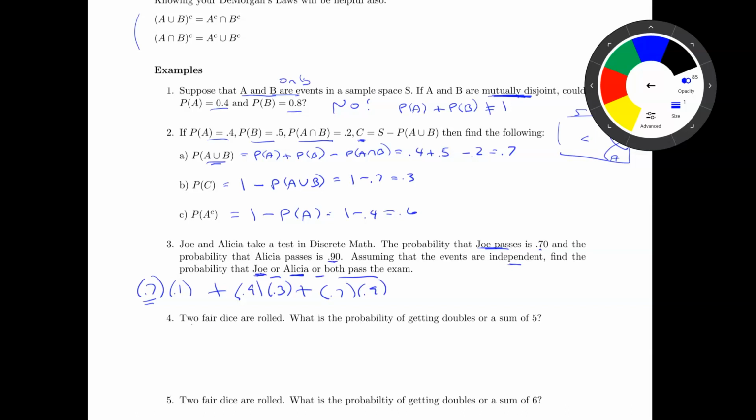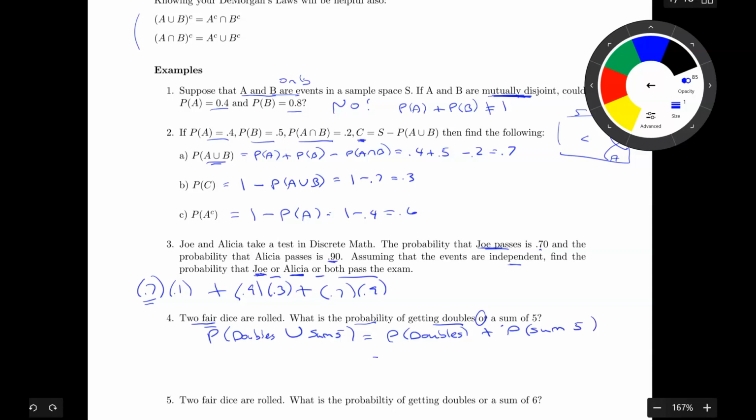Okay, so we got two dice, they're rolled. What's the probability of getting doubles or a sum of 5? So the probability of doubles or, right, a sum of 5. Okay. So what's the probability of doubles? I know these are going to be independent events because I can't have a sum of 5 with doubles, right?